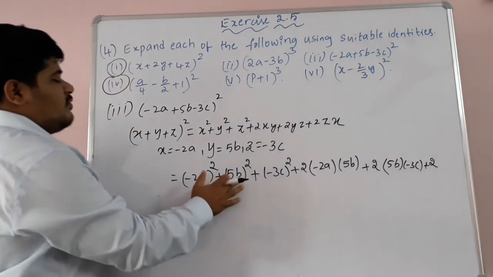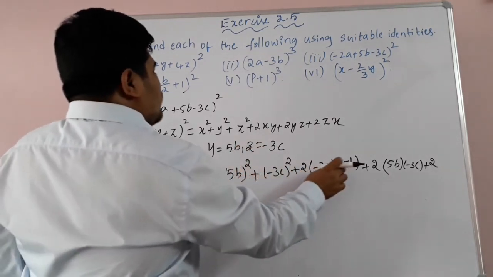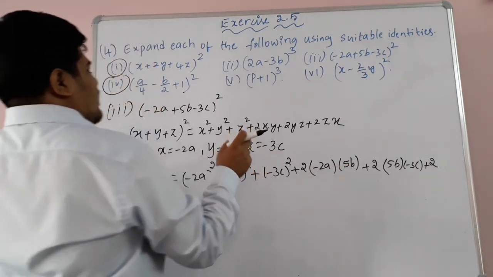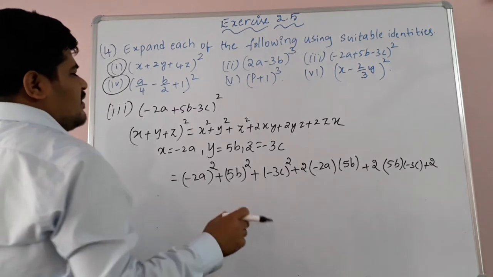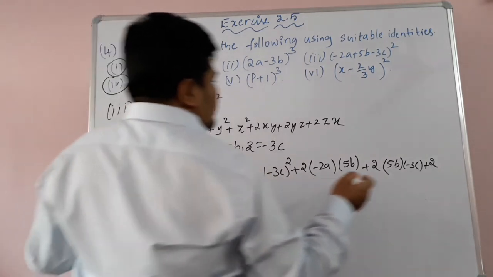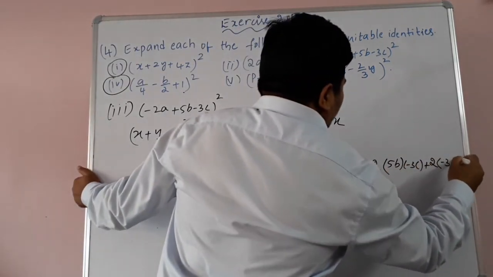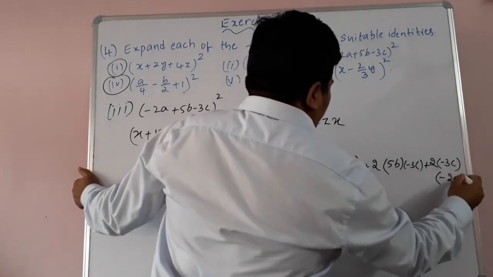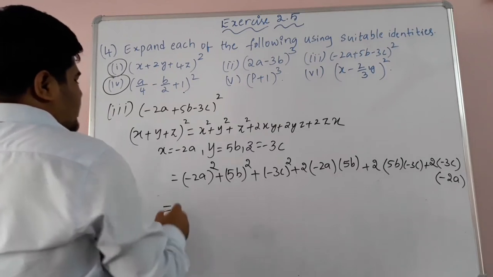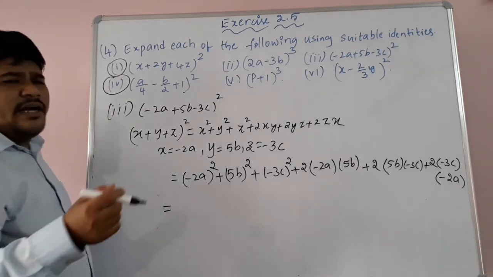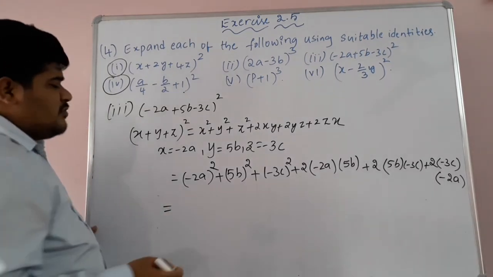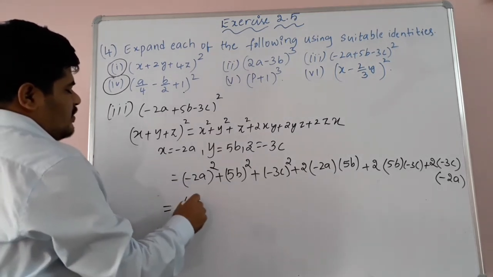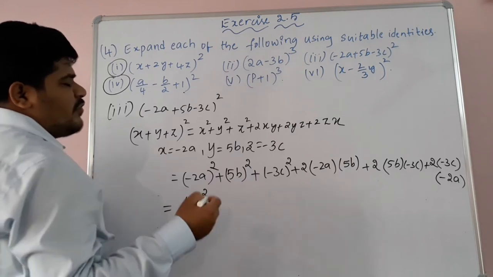X square plus y square plus z square plus 2xy means minus 2a into 5b, plus 2yz means 2 into 5b into minus 3c, plus 2zx means 2 into minus 3c into minus 2a. Okay. Now children, see, minus 2a whole square. Negative to the power of even number is always positive, children. So minus 2a whole square, 2 square is 4 and a square is there. So that's 4a square plus 5b whole square value.